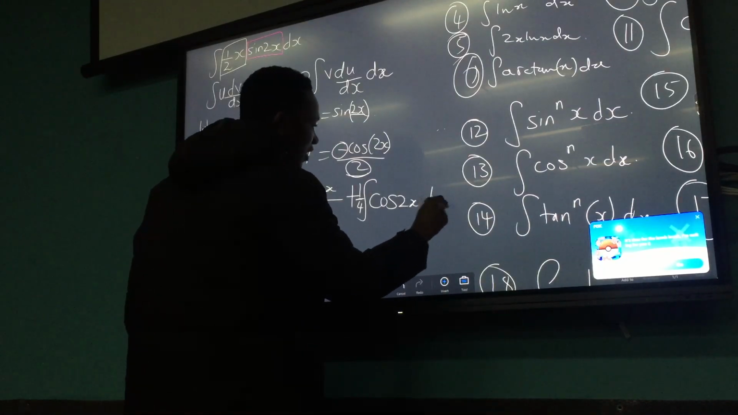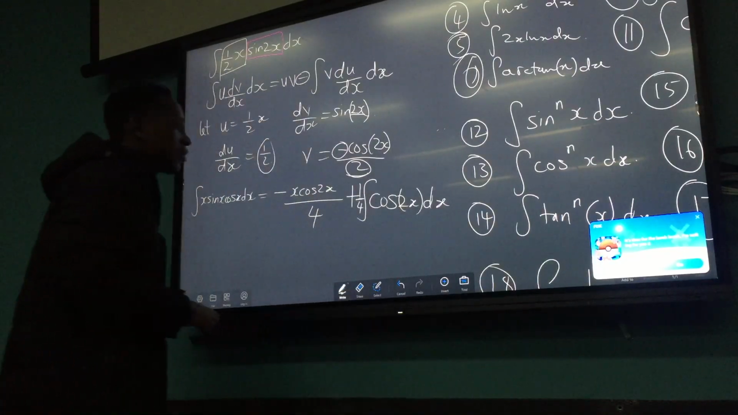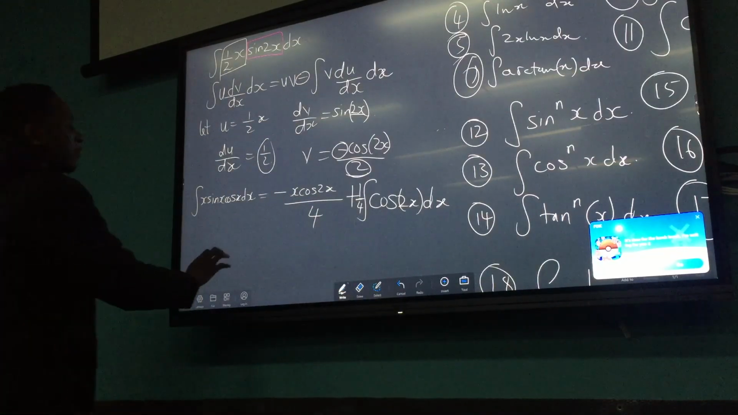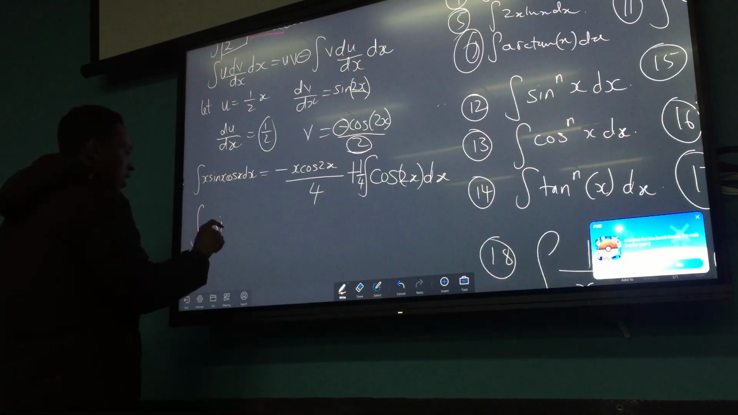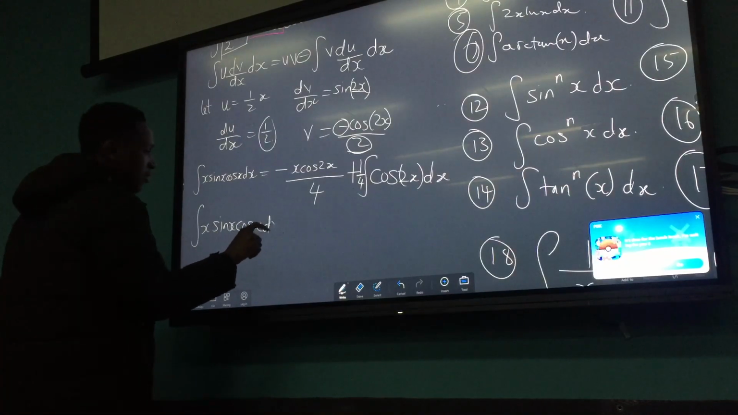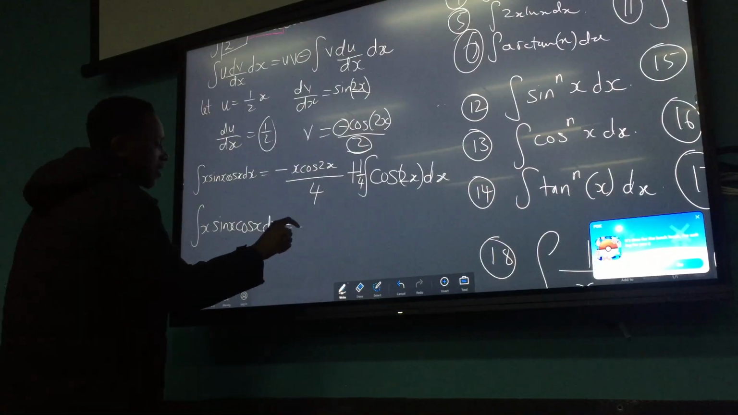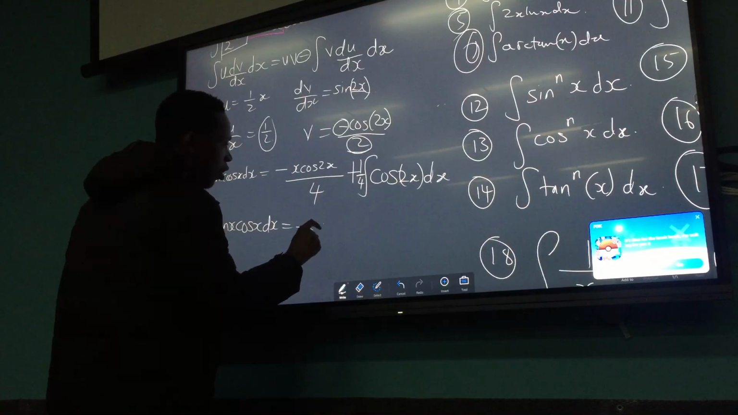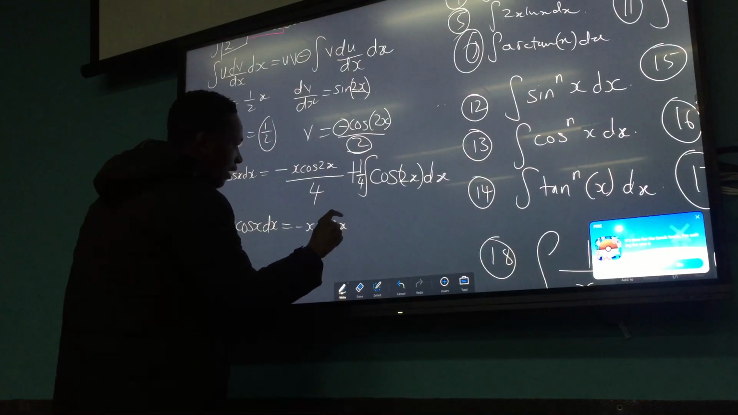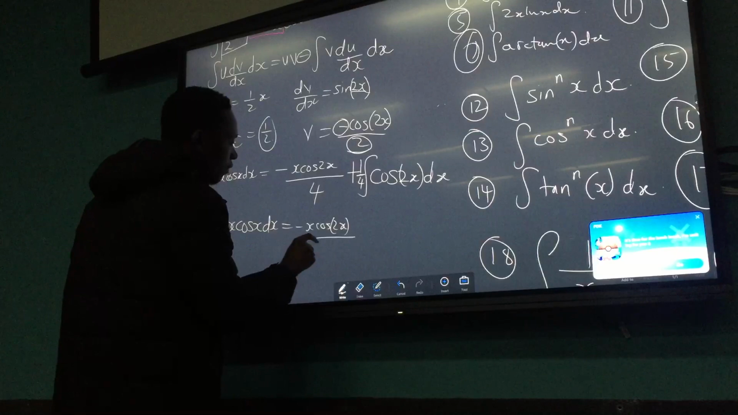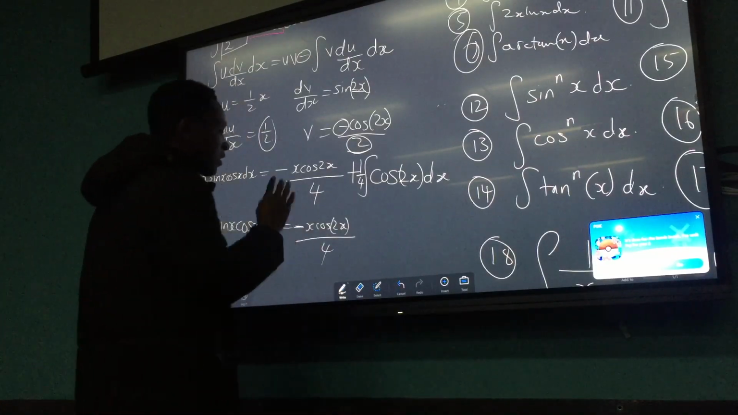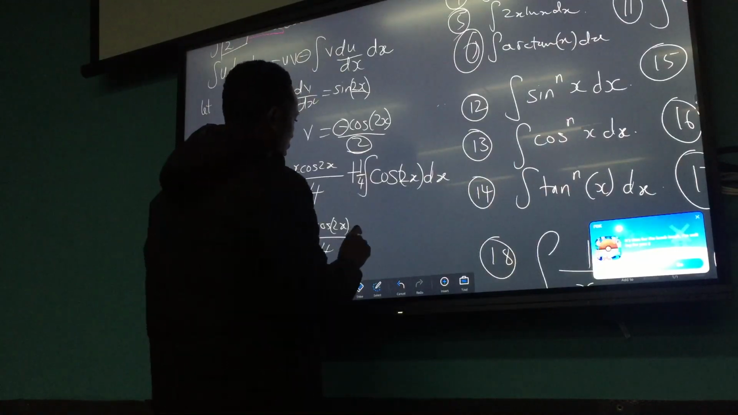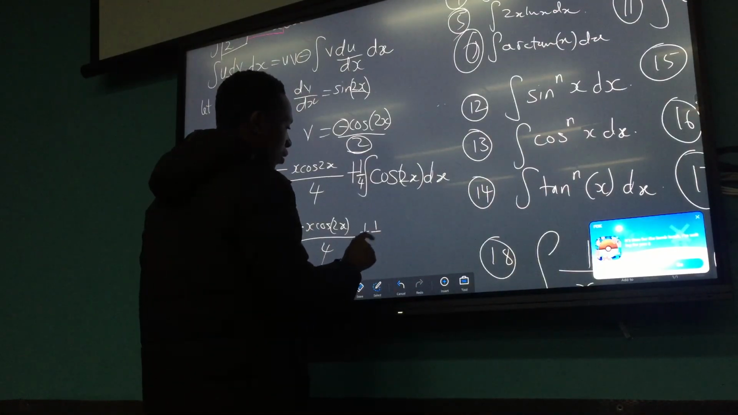And I'm integrating that with respect to x. So now I have something like this. So this becomes the integral of x sine x cos x dx. We are changing nothing on this side. It remains the same. There we have x cos 2x over 4. So it's minus x cos 2x over 4, plus 1 over 4.